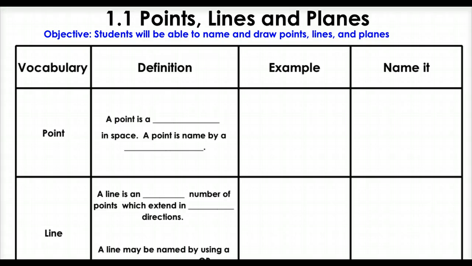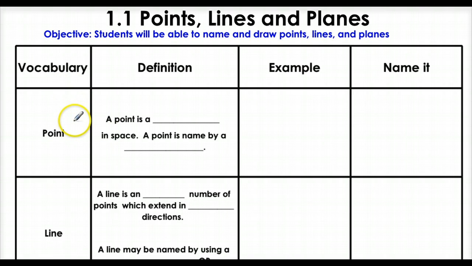The first lesson you're going to be learning about is lesson 1.1, points, lines, and planes. Our objective is just so you are able to name and draw points, lines, and planes. Makes sense, that's the name of the lesson. So let's just get started, okay? We're going to talk about a little bit of vocabulary.